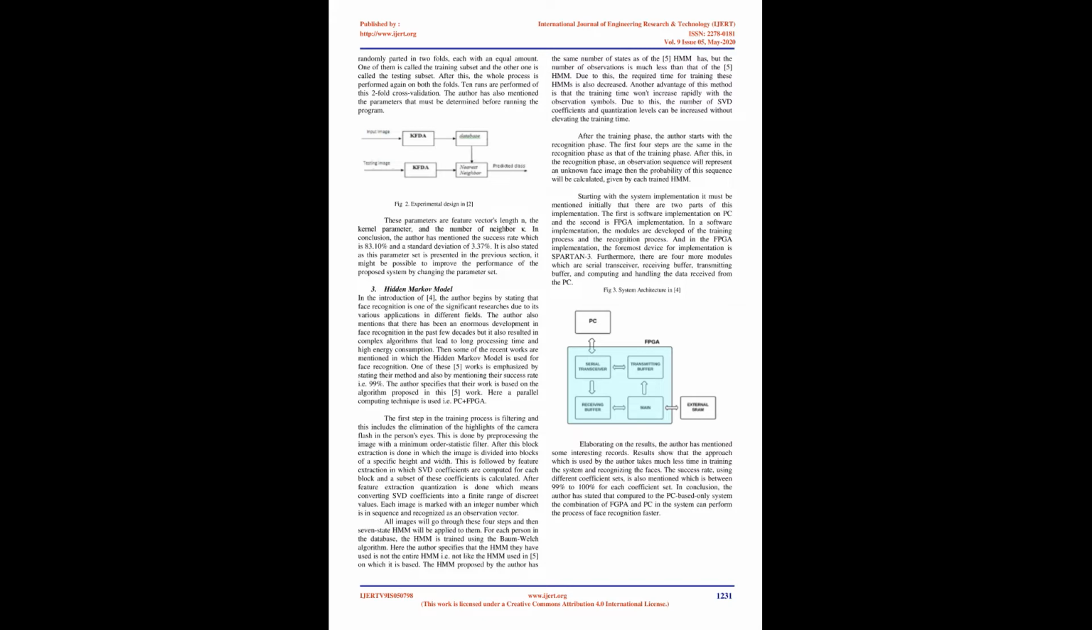For each person in the database, the HMM is trained using the Baum-Welch algorithm. Here the author specifies that the HMM they have used is not the entire HMM, i.e. not like the HMM used in 5 on which it is based. The HMM proposed by the author has the same number of states as the 5 HMM has, but the number of observations is much less than that of the 5 HMM.